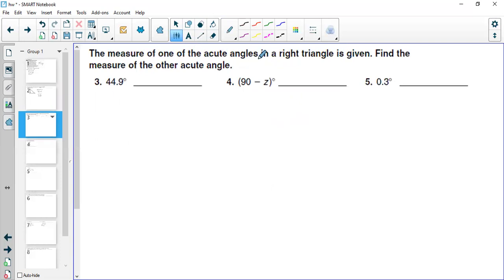The measure of one of the acute angles in a right triangle is given. So out of the 3 angles in a right triangle, one is 90 degrees and the other one is 44.9. Find the measure of the other acute angle. Now, if you have not watched it, please watch the previous video on the explanation of how to find the missing angles, so you will understand the lesson better.